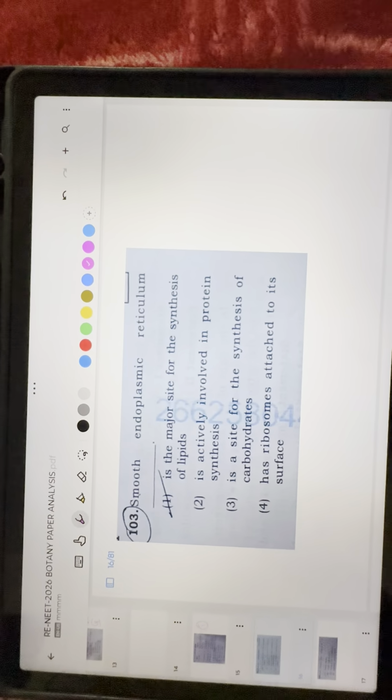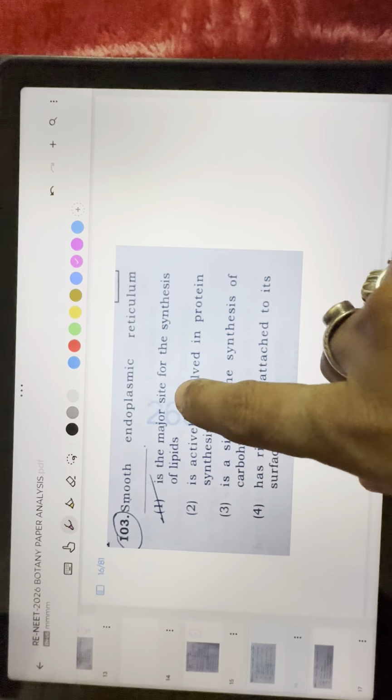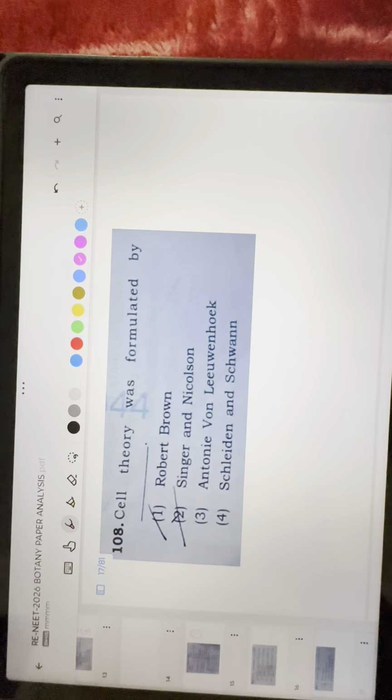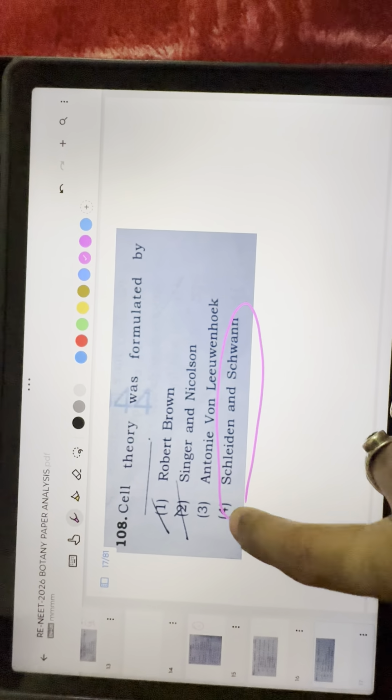Next. Smooth endoplasmic reticulum is the major site of the synthesis of the lipids. Correct. Next, cell theory was formulated by Schleiden and Schwann. Both of them have formulated this theory.